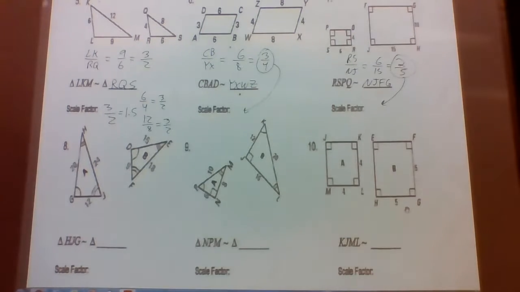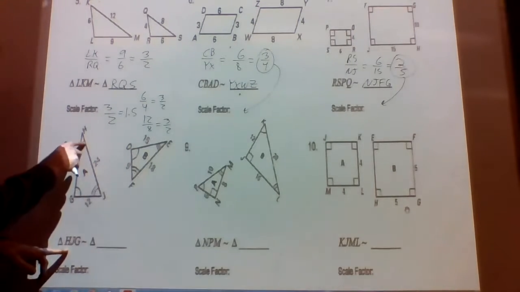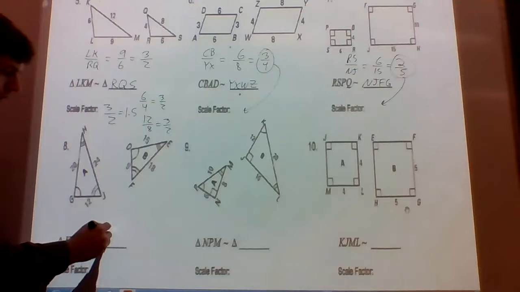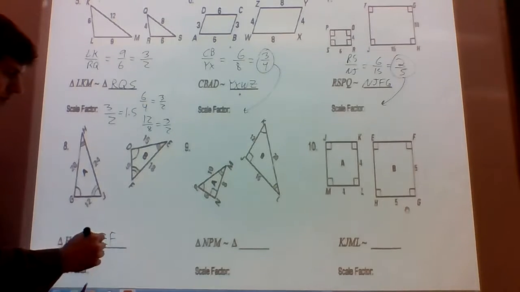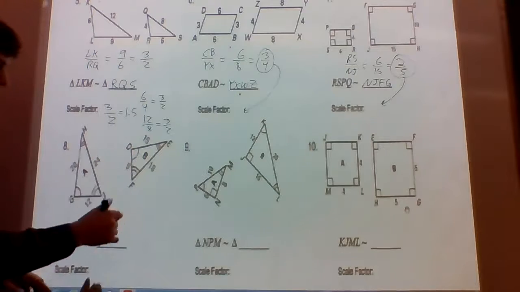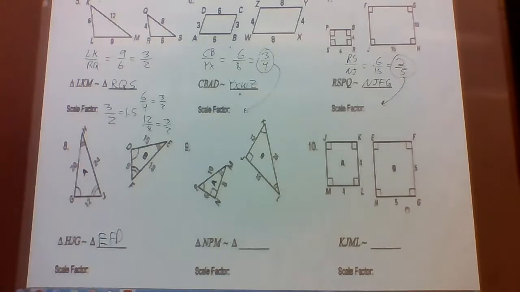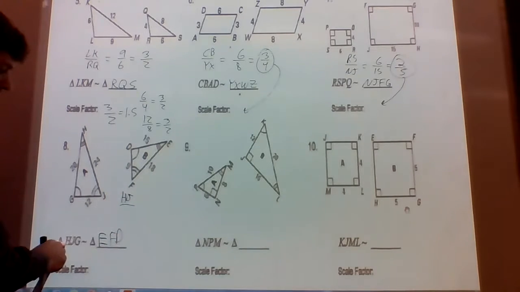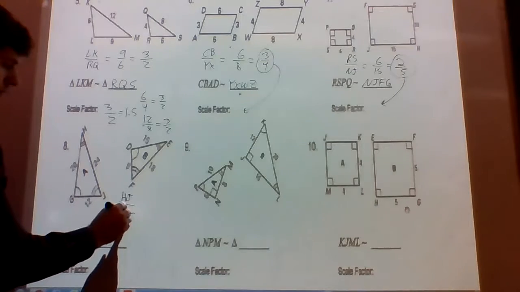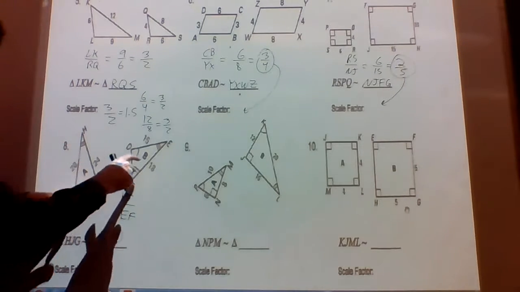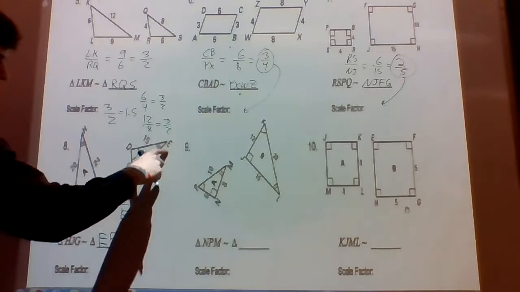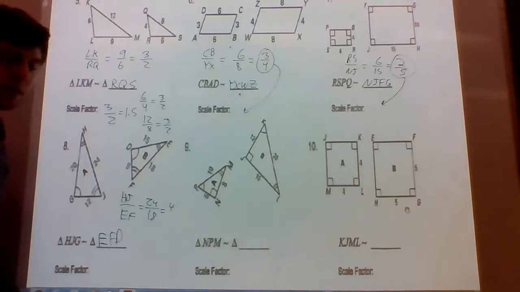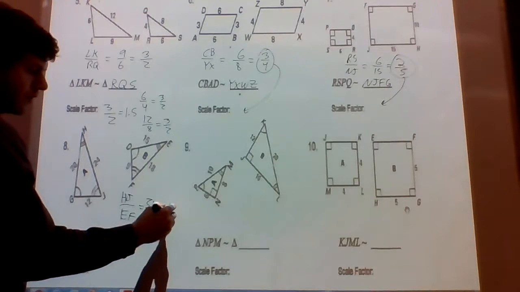Okay, number 8. What lines up with H? That's got the 3 arcs, so it's going to be E. J has 2 arcs, so it's going to be F. G is 1 arc, so it's going to be D. Okay, EFD. Let's take HJ, which corresponds with EF. So that's 24 over 18, which if we divide the numerator and denominator by 6, we're going to get 4/3.